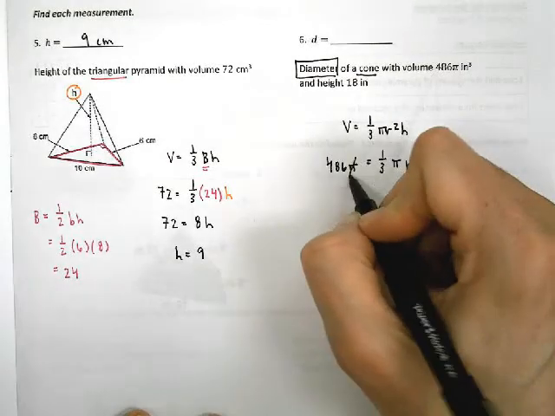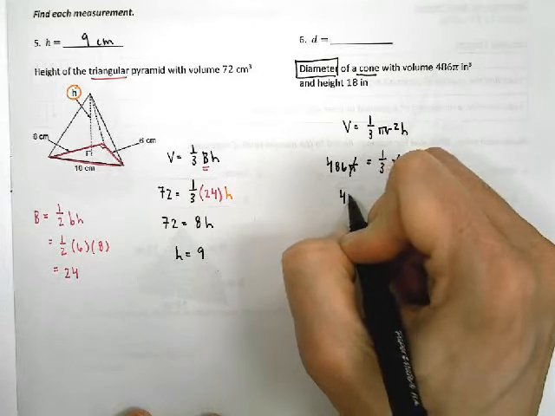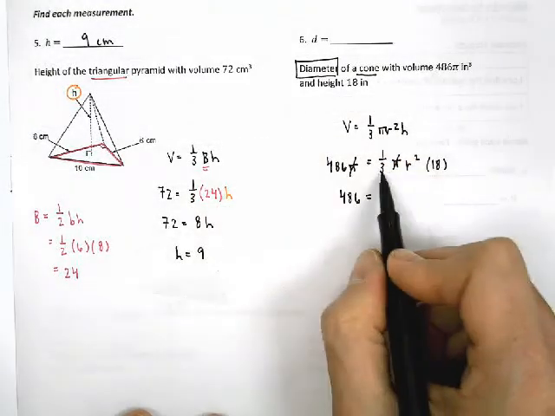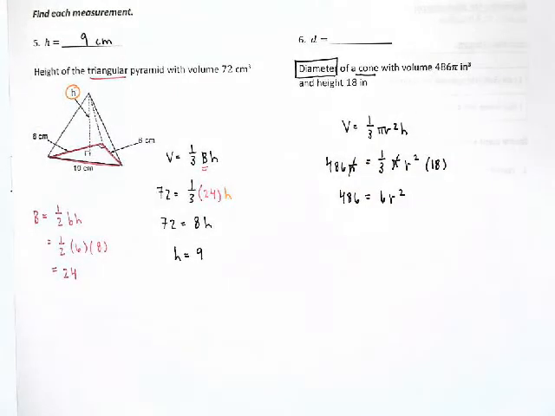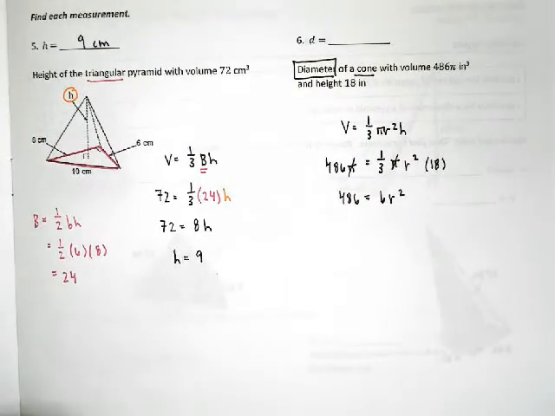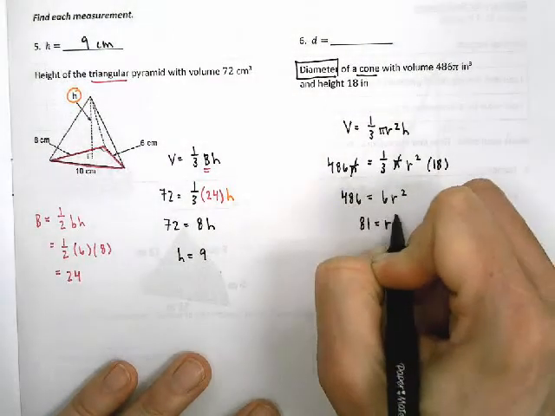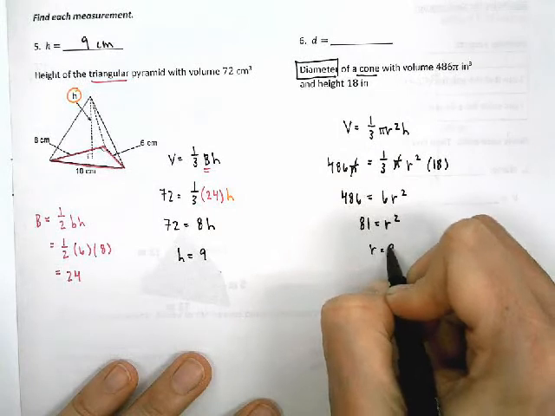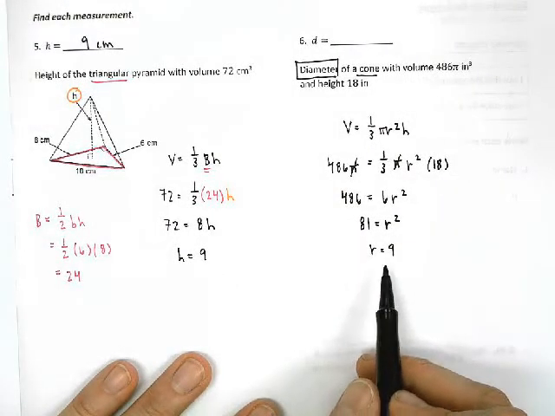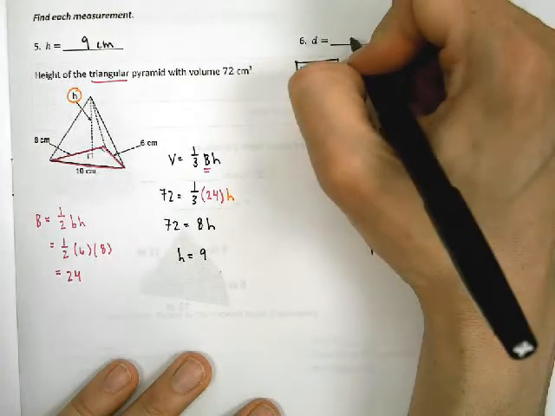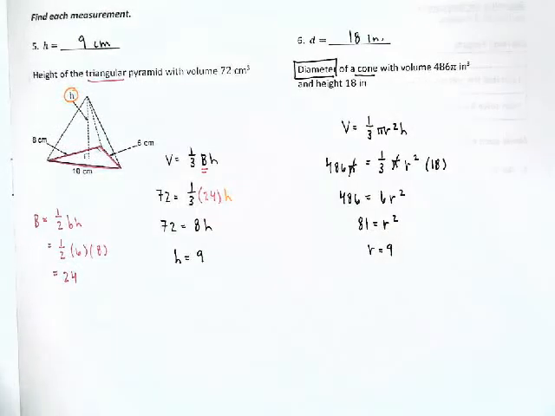So first what I'm going to do is I'm going to cancel a pi from each side. I can divide by each side. So I have 486 is equal to 1/3 of 18 is 6, and then I have r squared. So now I can divide 486 divided by 6, gives me 81, which is the radius squared. That means my radius is 9. Now, if my radius is 9, to get the diameter, I need to multiply by 2. So I'm going to have a diameter of 18 inches.